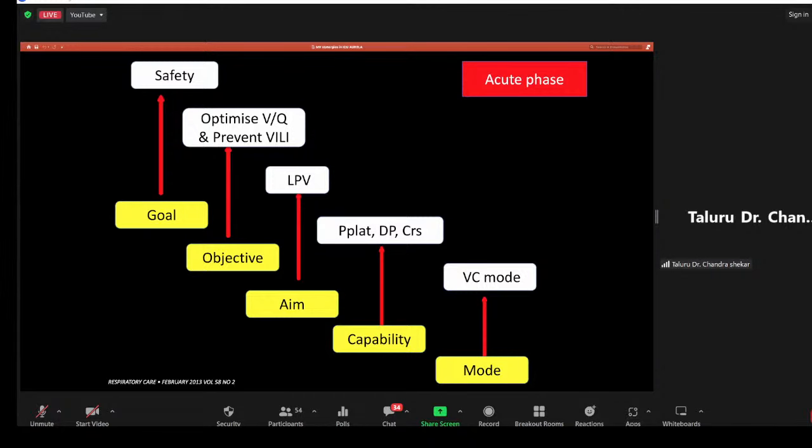So now that we understand that we have to institute lung protective ventilation in the acute phase, let us understand what lung protective ventilation is, how to evaluate PPLAT, what driving pressure is, and what the values or boundaries are which constitute lung protective ventilation. In the next 3-4 slides, I'll try to tell you what the boundaries for lung protective ventilation are.